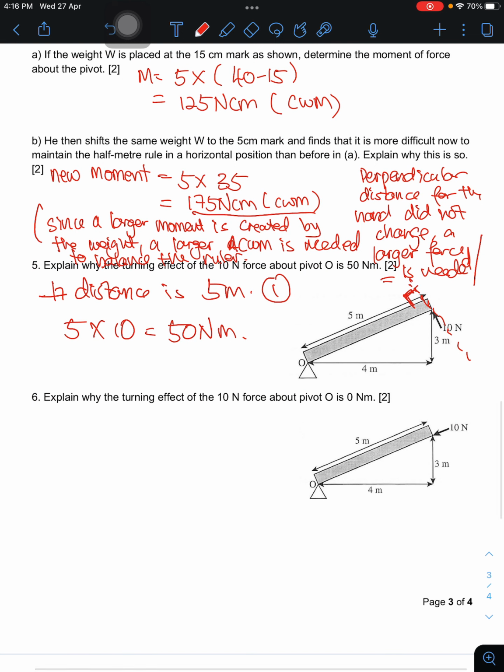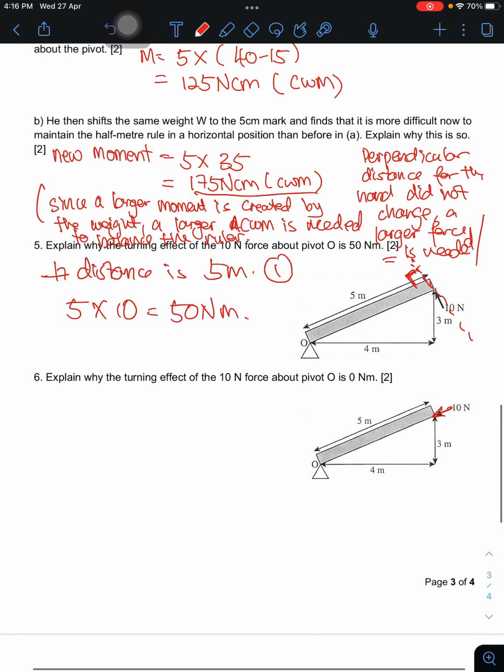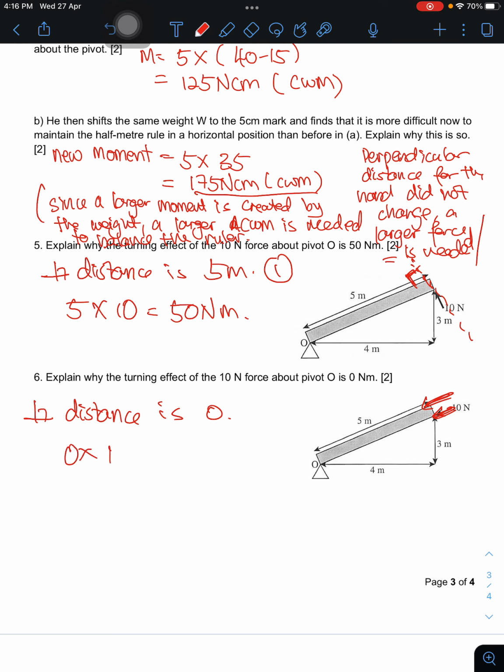Question 6, explain why the turning effect of the 10 Newton force about the pivot O is 0. Why? Because it's acting in this direction, right? So you need to tell me that the perpendicular distance is 0. There is no perpendicular distance, therefore 0 times 10 equals 0 Newton meter.